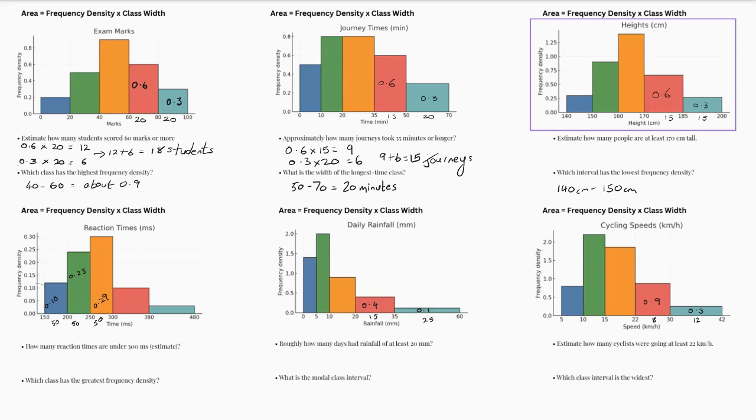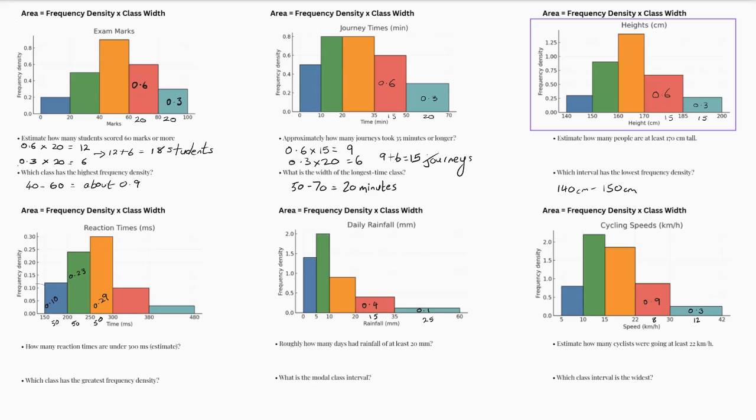What is the width of the longest timed class? Well, the longest timed class, let's have a look. So the longest is going to be the class width, the width of it, how long in minutes. And the highest gap that we have, as you can see in the pale blue, is 20. So this is our longest gap. So that's simply the answer. It's 20 minutes. That's our longest gap.